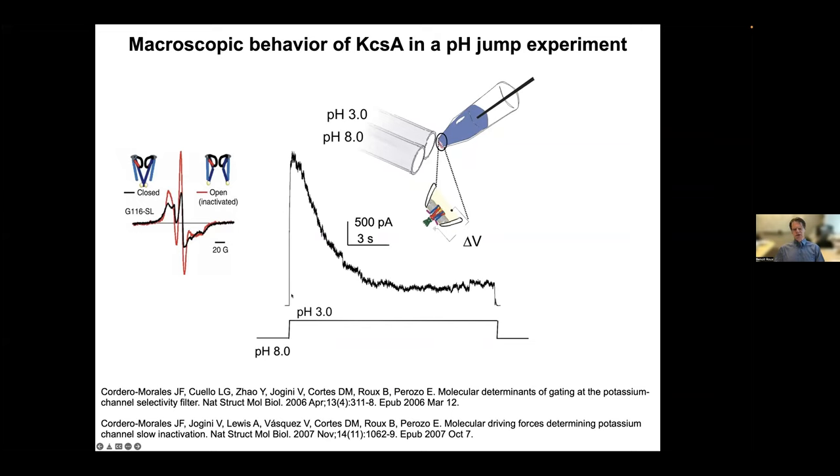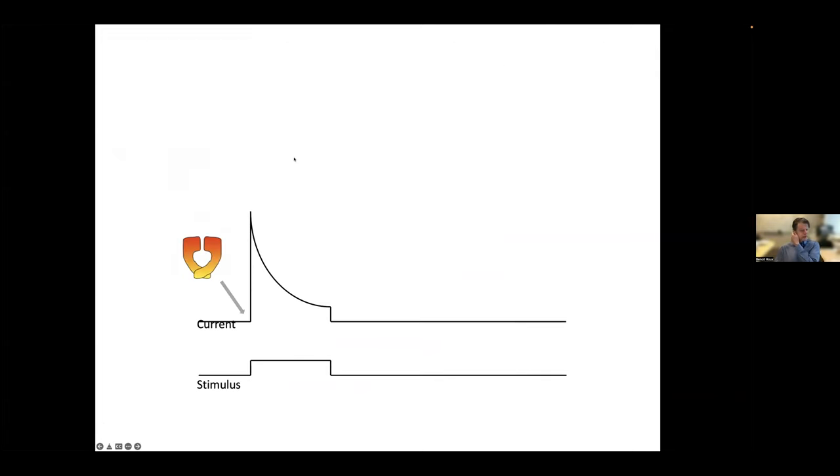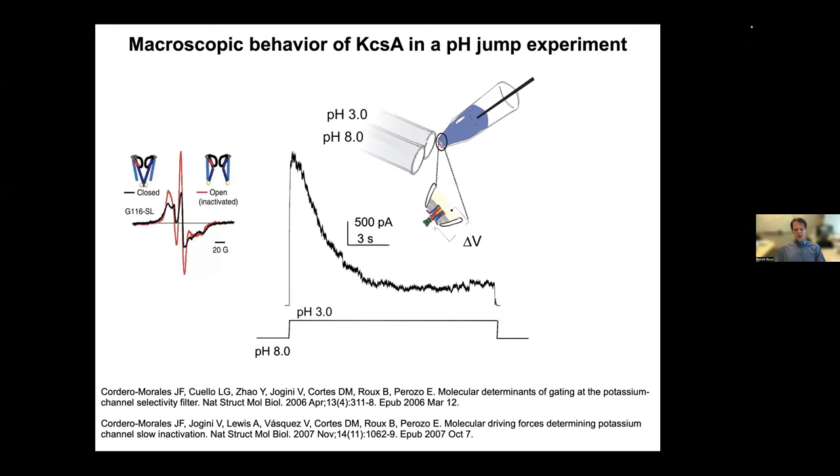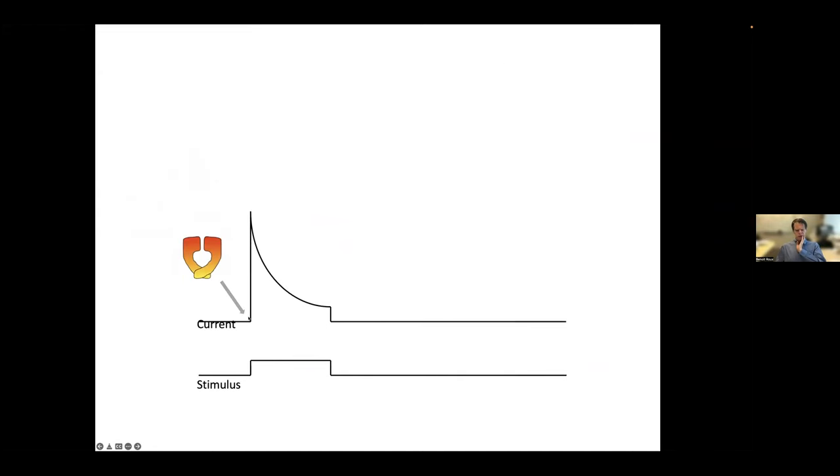Here, in the case of KcsA, it's triggered by a change of pH. The channel starts to conduct, but then conducts less. The way this is understood is that you trigger the opening of the gate with a stimulus. And this is the current from a population of channels. So the largest population is open and conductive for a while, but then it interconverts with a large fraction of the population where the filter is unable to conduct. That's why the current diminishes.